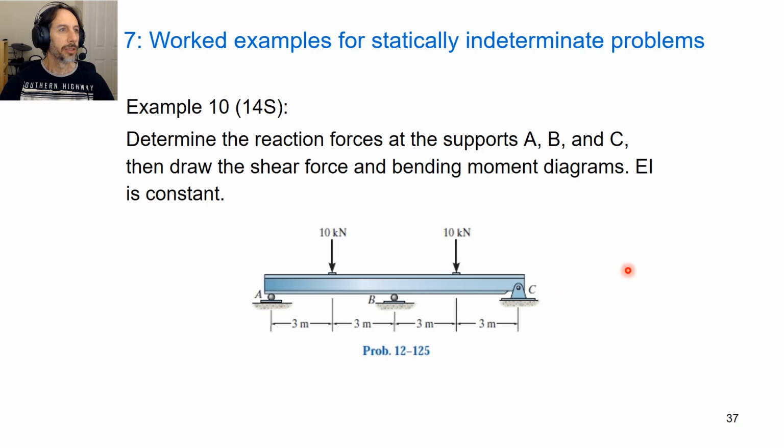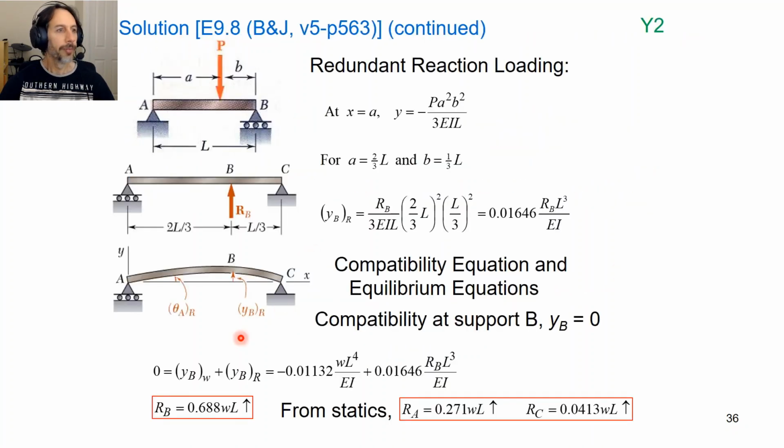What you'll have noticed is not in this particular solution is the slope at A. But you would solve for that in exactly the same way that we did in the previous video, where we're looking at superposition to determine deflections.